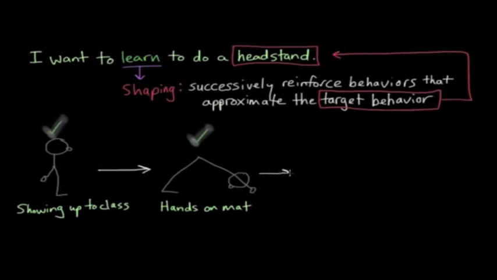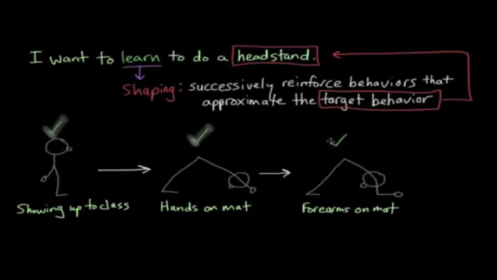So next you're going to reinforce a behavior that approximates or comes even closer to a headstand. And let's say in this case, you're going to reinforce placing your forearms on the mat. So now that you're in this position where your feet are on the mat and your elbows are down and your forearms are on the mat, that's pretty close to performing a headstand. At least it's closer than just showing up to class. But next you're going to have to reinforce the behavior of, let's say, lifting your legs up in the air, which will lead to a headstand.